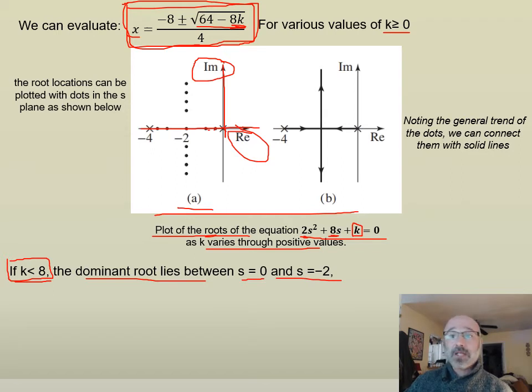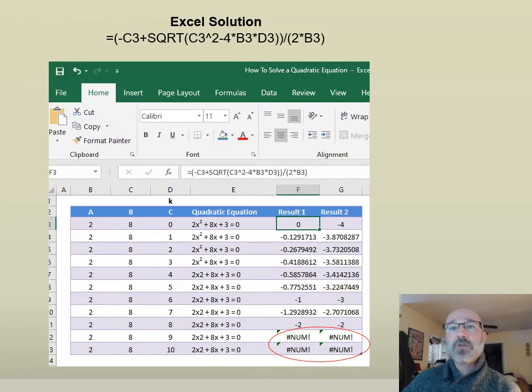So the next thing that we can talk about here is once we see how this acts in part A, we note the general trend of these dots, we can then connect these with solid lines here so we have something a little bit more simplistic that we see over here by connecting those dots. So the first thing that I do here in this plot is I utilize Excel, and I utilize this relationship here.